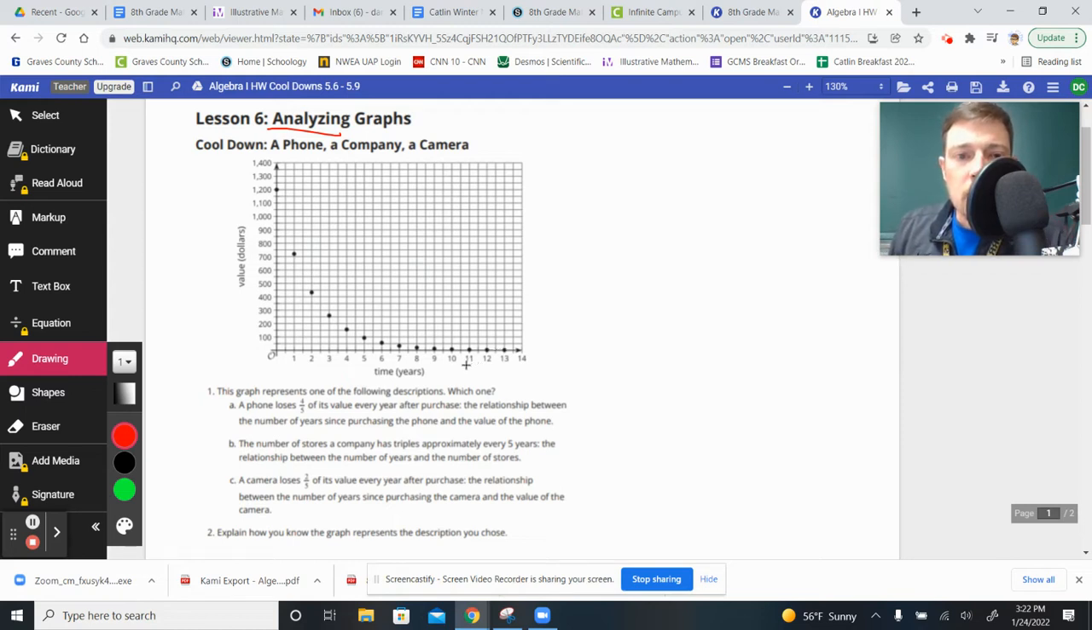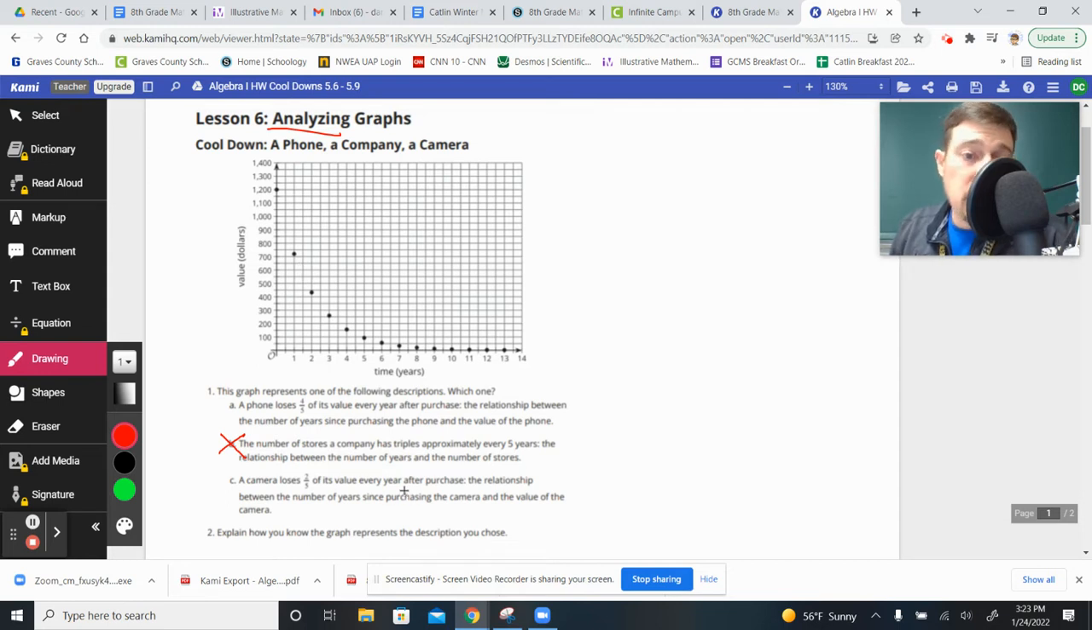So this one is clearly losing, so that means that I can rule out this one, okay? The number of stores triples every 5 years. That's not going to make any sense because that would show growth that goes upward. So it's got to be loses 4/5 or loses 2/5 from year to year.